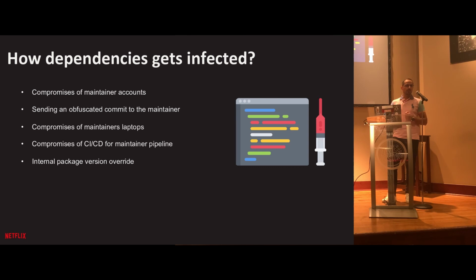NPM does not enforce two-factor authentication. They have it as an option, and they recommend maintainers to use it. The way it works is they sometimes send obfuscated commits to maintainers, and the maintainer doesn't have time to look at the code itself, and they just happily accept it. Sometimes they compromise the actual laptops of maintainers. They compromise the CI/CD of maintainers. How many people have seen Jenkins instances on the internet? I have seen maybe 3. You saw one? Those Jenkins instances typically are sitting on the internet with no authentication, and someone could compromise them. And also the internal package version override, the one we were talking about.